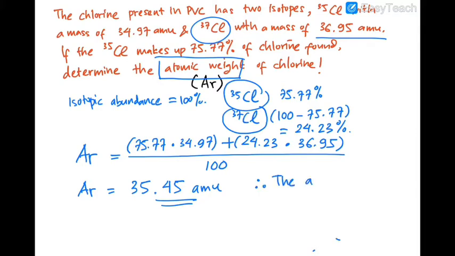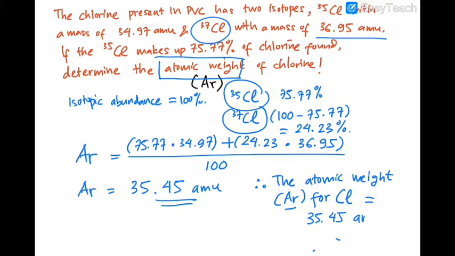So, in conclusion, the atomic weight or the AR or the relative atomic weight or relative atomic mass for Cl, chlorine, is 35.45. Don't forget, the unit is AMU.